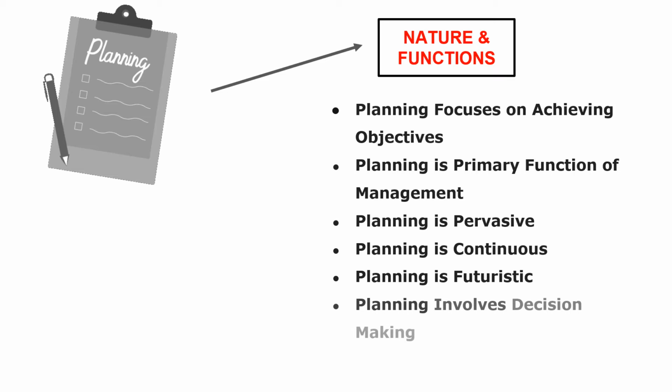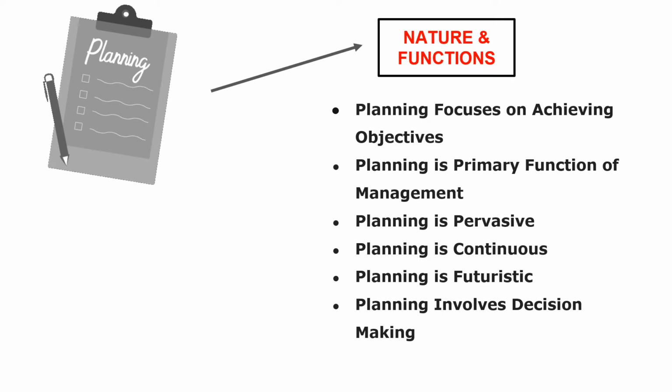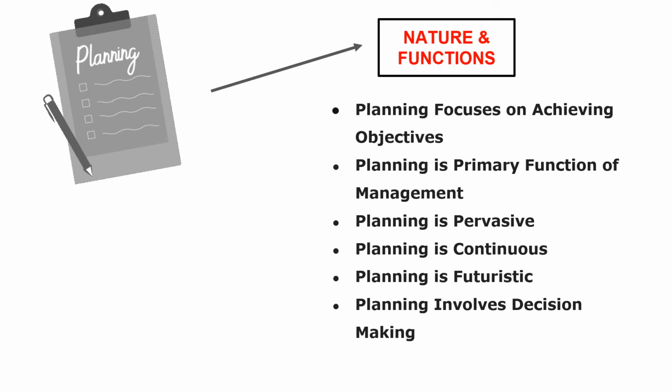The next point here is planning involves decision making. Planning becomes necessary when there are many alternatives to do a job. A planner chooses the most appropriate alternative. Therefore, it can be asserted that planning is a process of selecting the best and rejecting the inappropriate. Therefore, it is observed that planning involves decision making.